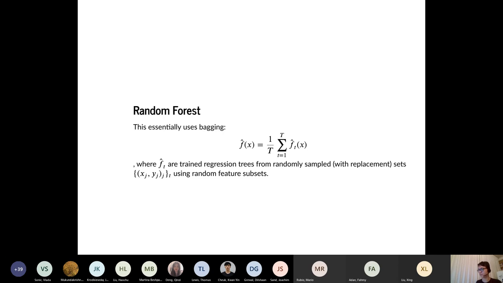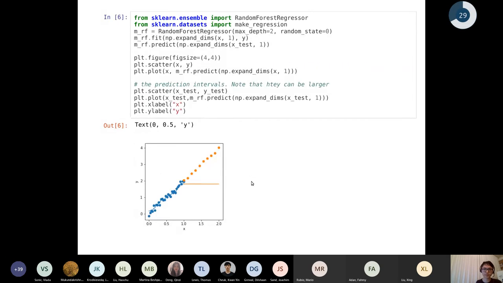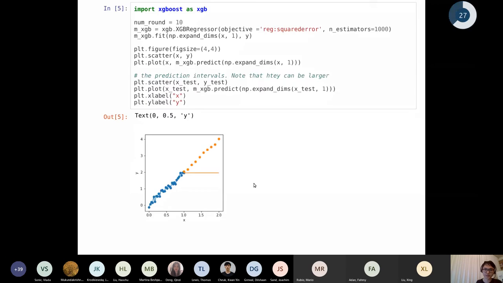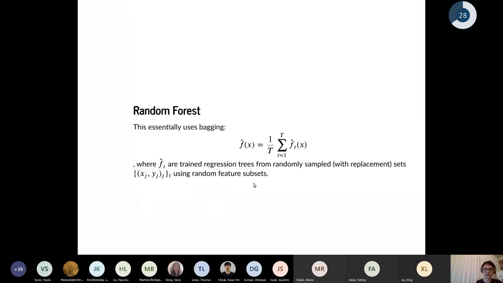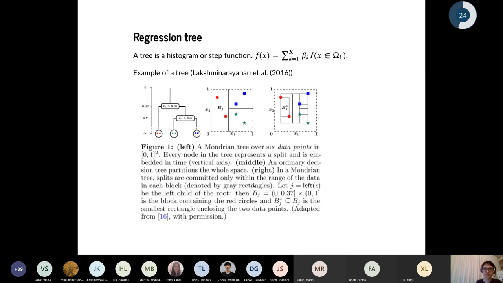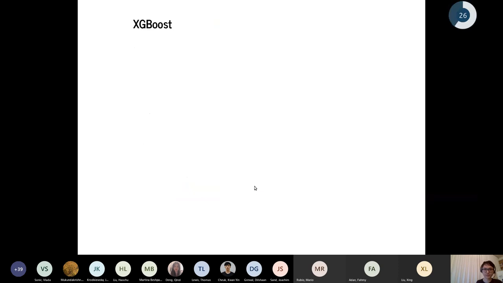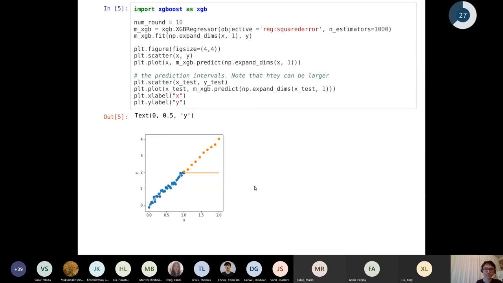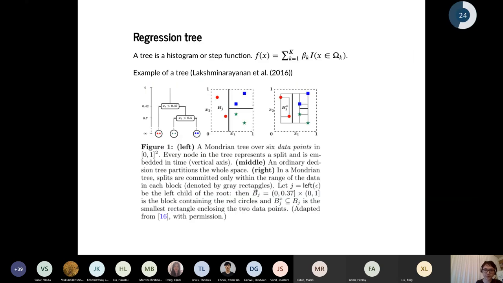Is there a question? So what's the difference between a random forest and an XGBoost? Well, they're fitted in a different way. What's the difference between XGBoost and a regression tree? A regression tree is one tree. A regression tree is fitted using a very different way. It's fitted using a deterministic algorithm, whereas XGBoost has a different model structure.